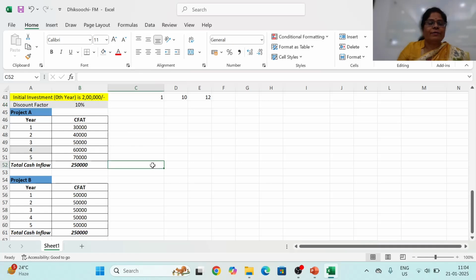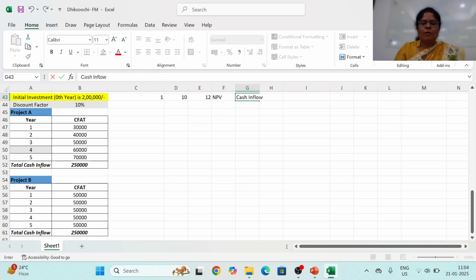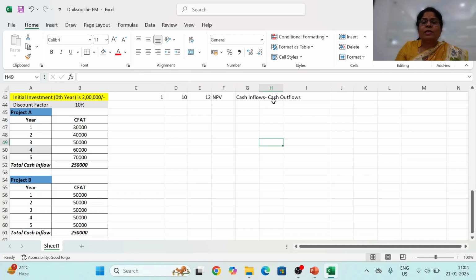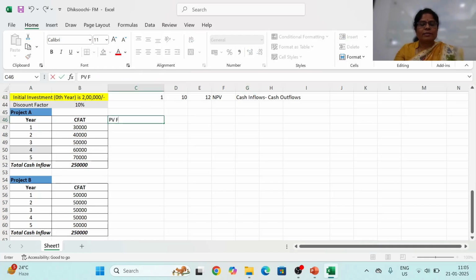Fine. Now how to calculate it? You remember that NPV is cash inflows minus cash outflows. Cash outflow is C naught, the initial investment, but for cash inflow we have studied one formula: summation i over 1 to n of CFAT divided by (1 plus k) whole power n. This problem has not given salvage value and working capital, so we use only the first term of the formula. So here we first need to take the present value factors.